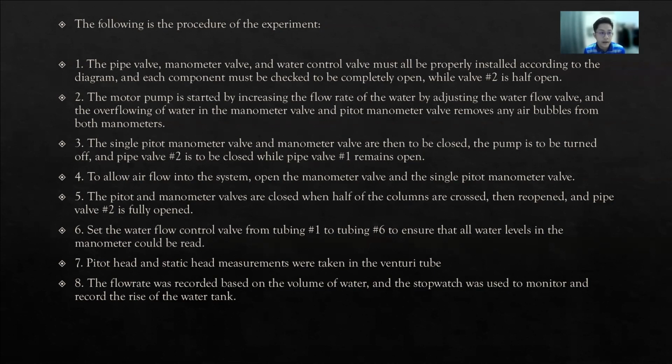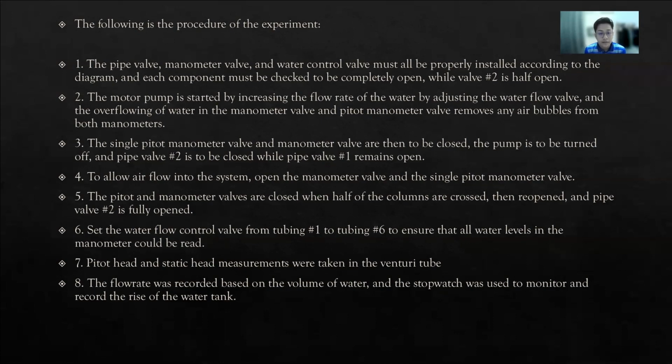Number 2, the motor pump is started by increasing the flow rate of the water by adjusting the water flow valve, and the overflowing of water in the manometer valve and pitot manometer valve removes any air bubbles from both manometers. The single pitot manometer valve and manometer valve are then to be closed. The pump is to be turned off and pipe valve H2 is to be closed while pipe valve H1 remains open. Step number 4, to allow airflow into the system.